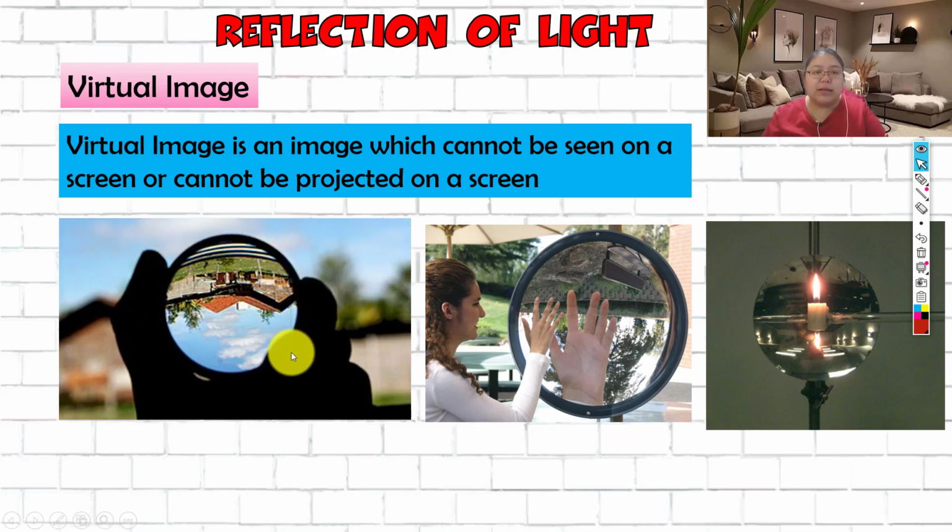So anything that is captured just on the mirror, sorry, not on the screen. For example, the first one, you can see the house inverted. Then you see your hand become bigger. You can see the candle. These are all virtual images because they are just captured on the mirror. If I use something to cover the mirror, that means there's nothing to show. So that one we call virtual image.